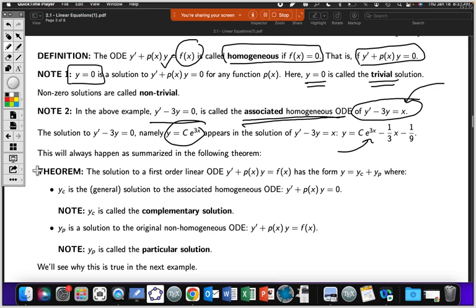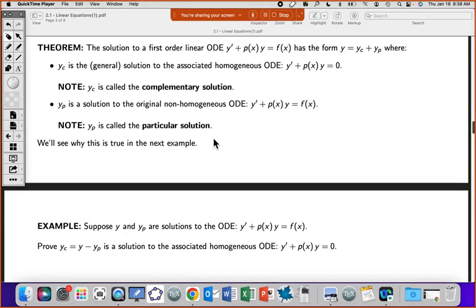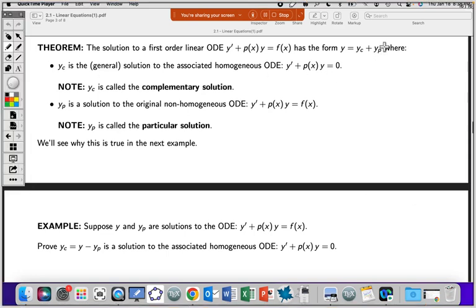And we have this theorem, which we're going to talk more about at the end of next week when we get into existence and uniqueness theorems. But I do want to mention it here, that when you solve a first order linear ODE, the solution is always going to have two parts. It's going to have a yc and a yp. Here is important. And if you're in linear algebra, I know there's at least a couple of you in linear, you're going to see this.